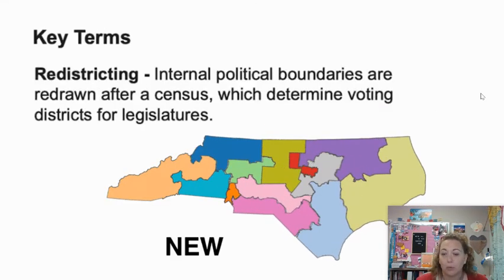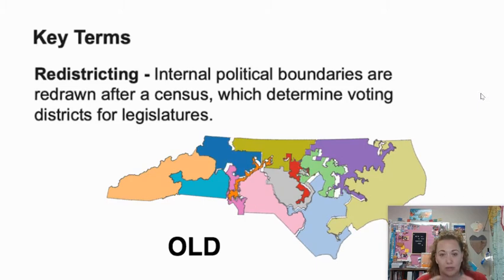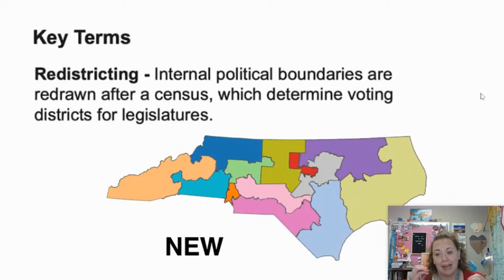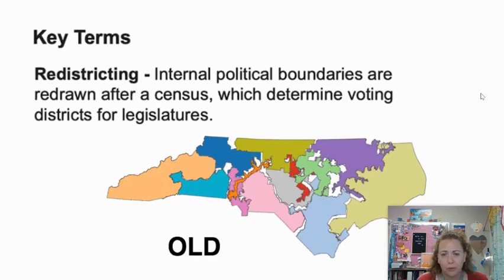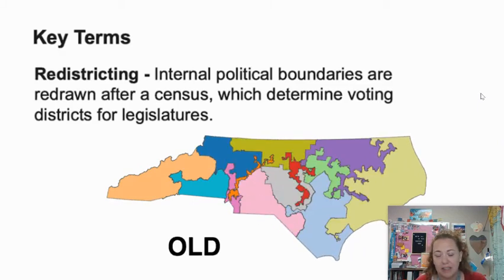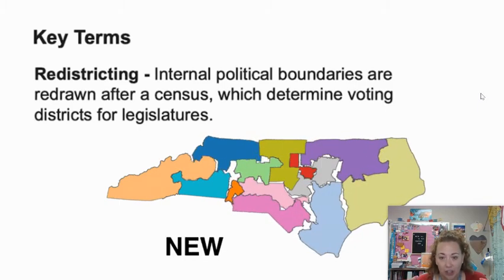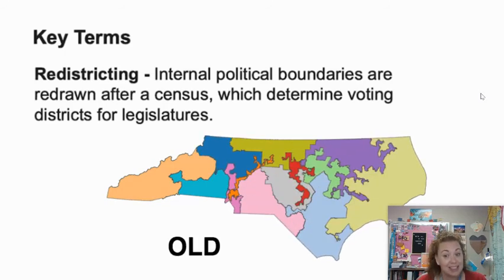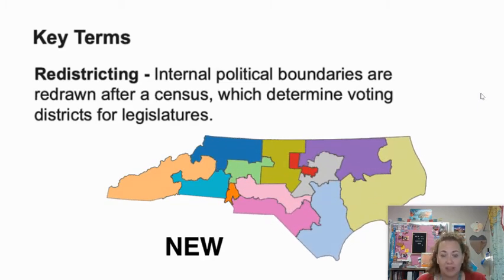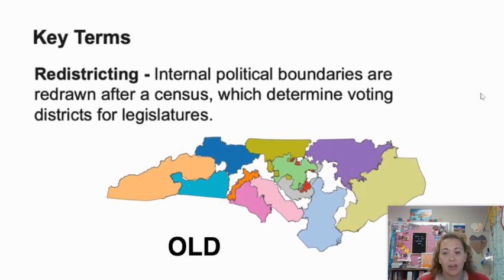All right, so again, redistricting. Internal political boundaries are redrawn after a census, which determine voting districts for legislatures. Remember, in a perfect system, each of these redistricted boundaries has roughly the same amount of people as the neighboring one. For example, you can see on this little digital map, keep an eye on the red. Even though the size of the geographic area of the red shrinks in the new system, that means they probably just had a lot of urban growth in that area, so they are densely populated. And they still have roughly the same amount of people as in the big lime green one, which doesn't change size too much. So again, they're supposed to have the same amount.